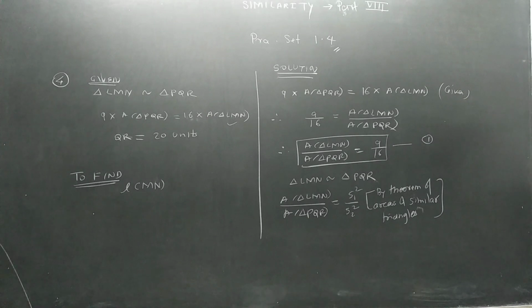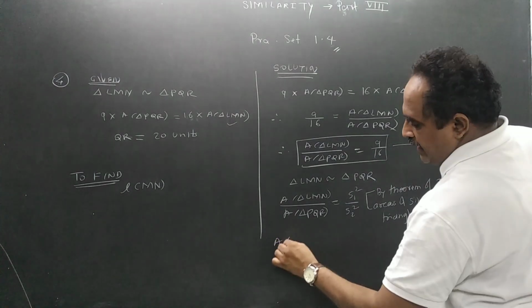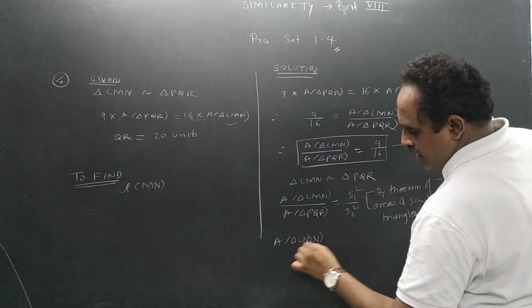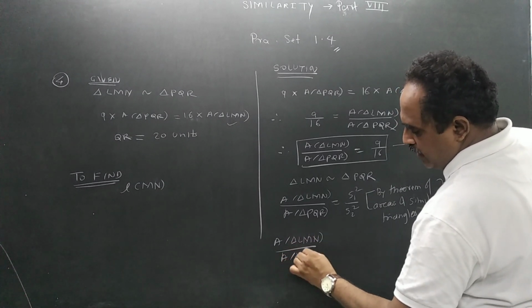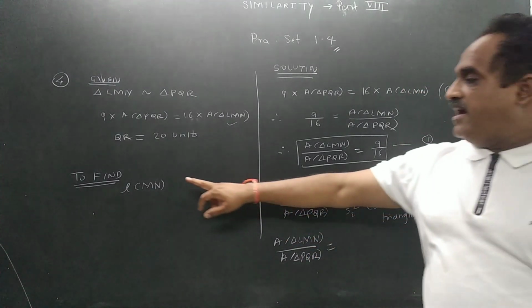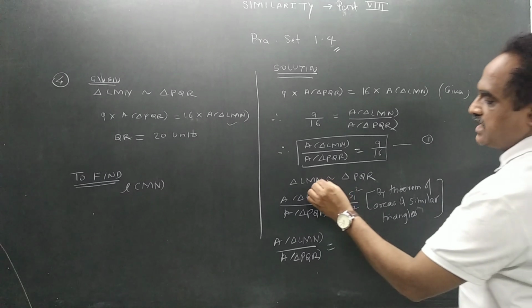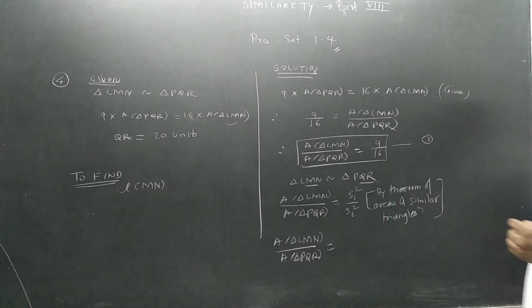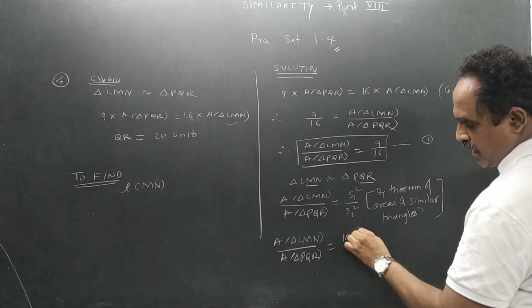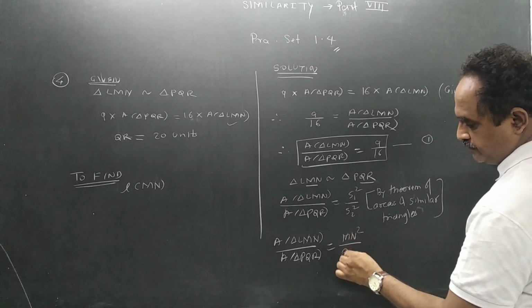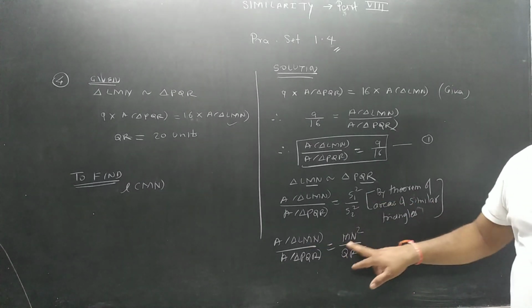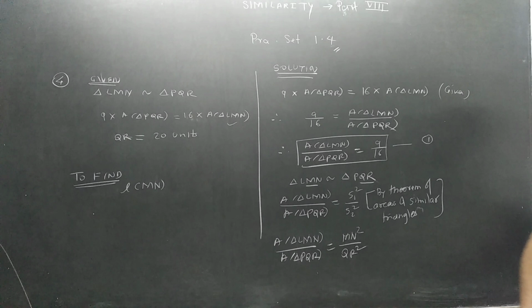Now this will become the area of triangle LMN upon area of triangle PQR is equal to... they have asked the value of MN, so the side corresponding to MN is QR, so I will write MN square upon QR square. Have you understood this? These are the corresponding sides. So here we will take MN square and here QR square.